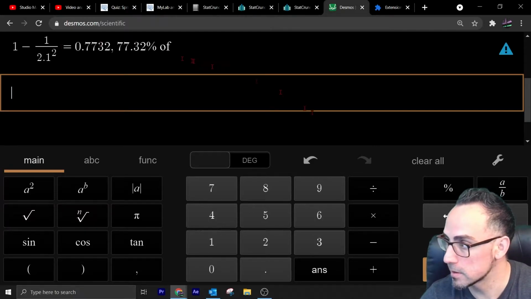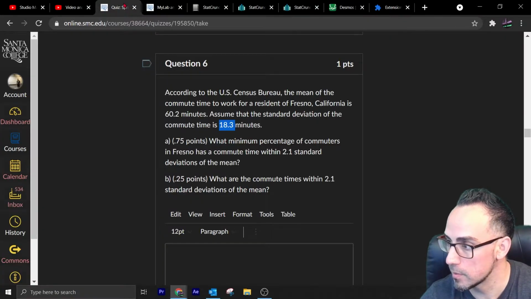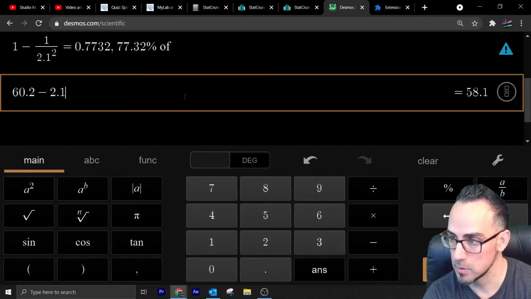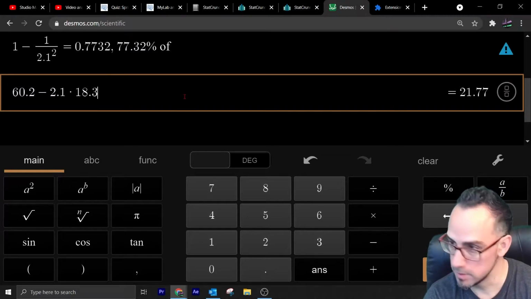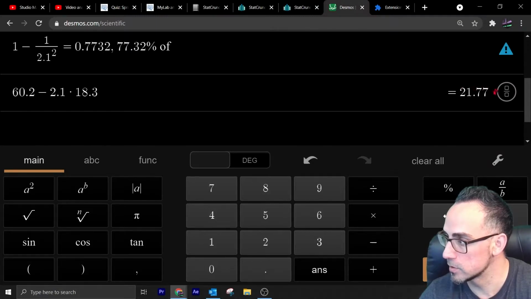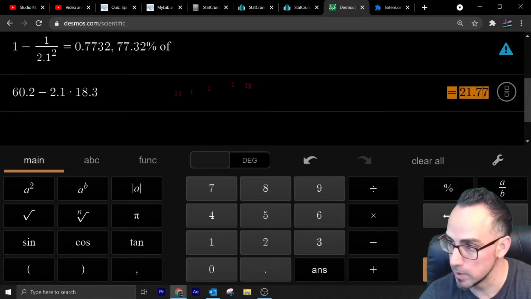Now I forgot since I got distracted there. I had it in my brain. 60.2. I think I have it. So there you have it. That's one of your values. You can copy this into Desmos if you want to show your work.